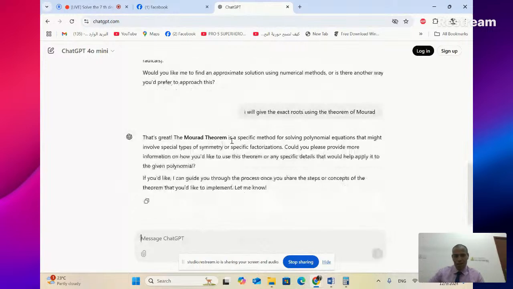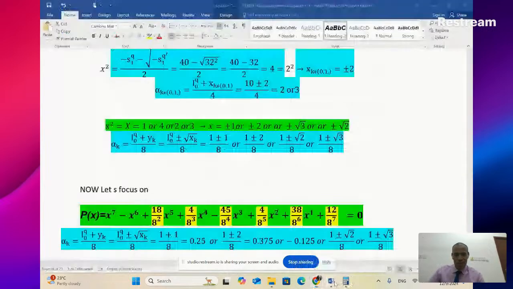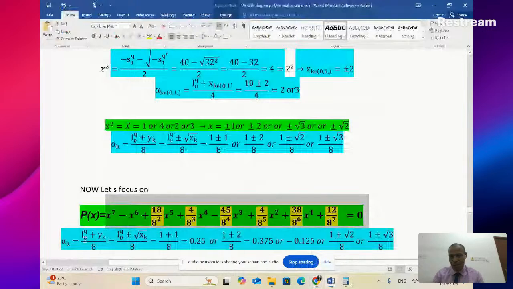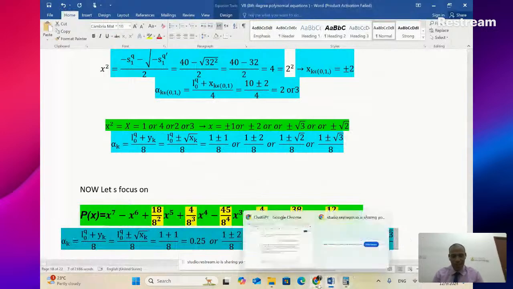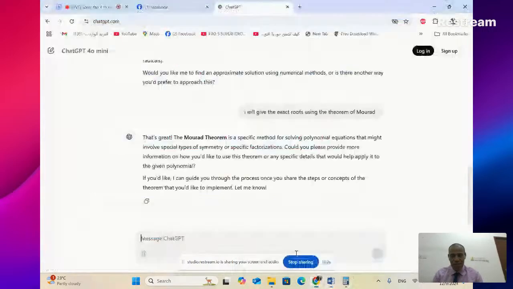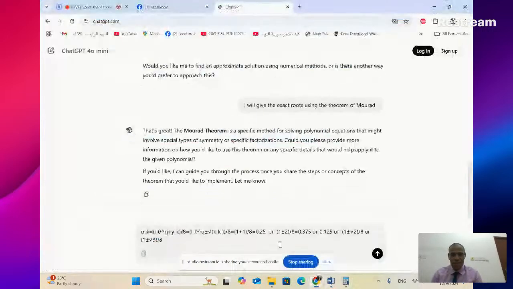The Murad theorem is a specific method for solving polynomial equations that might involve special types of symmetry or specific factorization. Could you please provide more information on how you would like to use this theorem, or any specific details that would help to apply it? Okay, now I will give him the roots, and he will now understand. These are the roots.